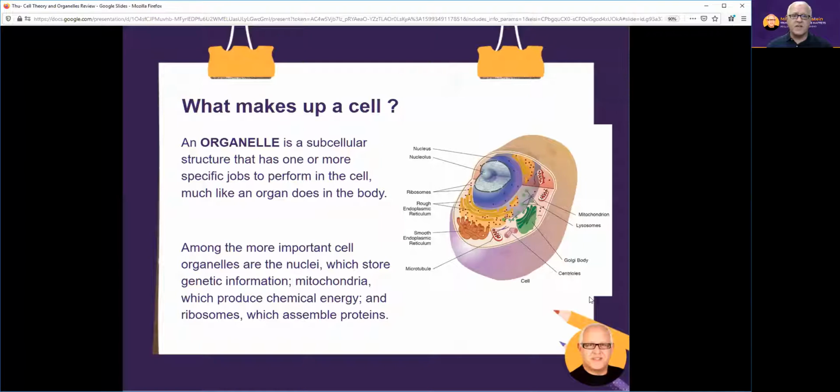What makes up a cell? The inside of the cells have organelles, and the organelle is a subcellular structure that has one or more specific jobs to perform in the cell, much like an organ does in the body. And among the important cell organelles are the nuclei, which store the genetic information, the mitochondria, which produce the chemical energy, and the ribosomes, which assemble the proteins.